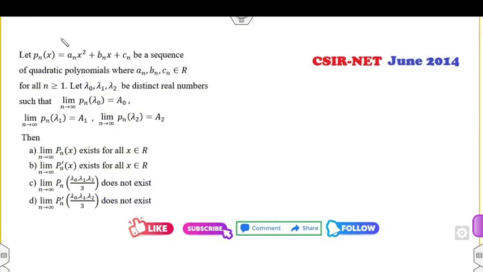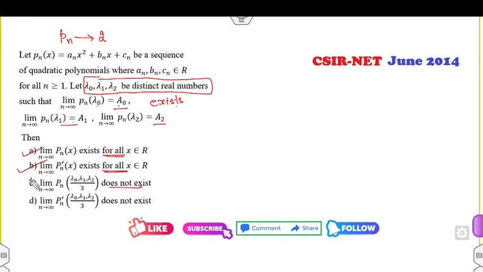You can see the next question. P(x) is a polynomial of degree 2. We get at least two distinct roots. So that means we get three distinct roots and the limits are finite. Finite means the limits exist. Once the limit exists, P(x) exists for all, fine. The derivative exists for all, fine. This is because these are real numbers, so this does not exist is cross, this is cross. So the right answer is A and B.